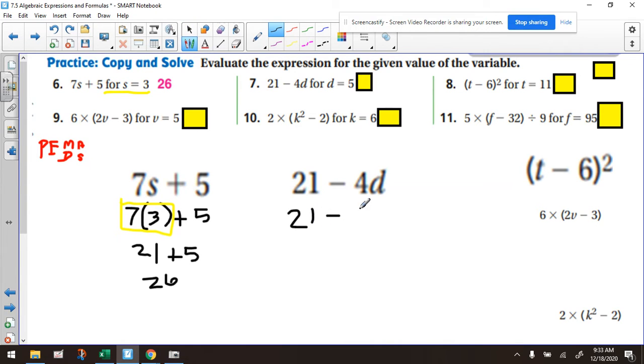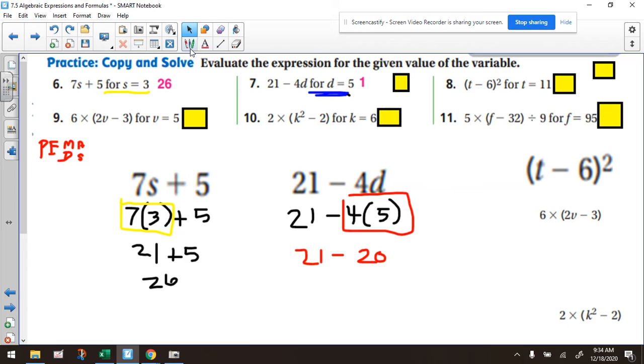21 minus 4 times, I'm going to use parentheses, 5 is the value for D. And where are we getting this 5 from? We're getting it from right here. It says for D equals 5. All right, now we're going to go ahead and follow order of operations. So we're looking at subtraction and we're looking at multiplication. What do we do first? We always multiply or divide before we add and subtract. So that means we're going to do this first and get 20. And then write everything that's left. So we have 21 minus 20. And if we do 21 minus 20, we would end up getting 1 as our final answer.